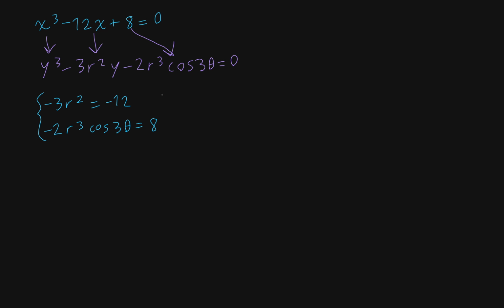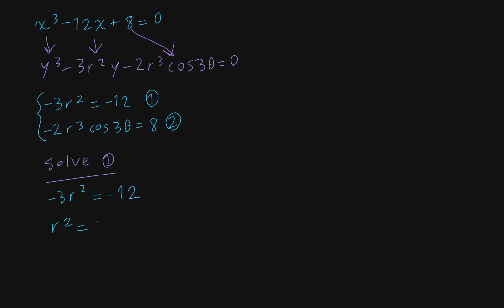And so I'm just going to call this equation 1 and equation 2. So now we're going to solve equation 1 first. So what we're going to have is negative 3r squared is equal to negative 12. Divide both sides by negative 3, and we're going to get r squared is equal to 4.